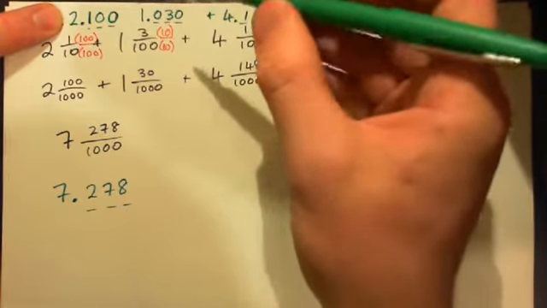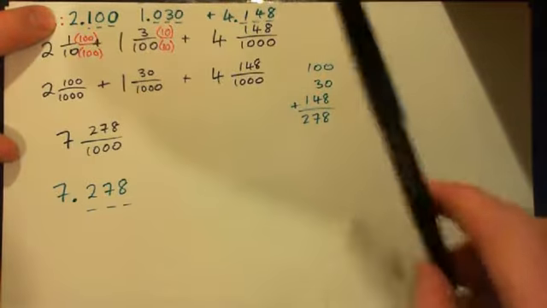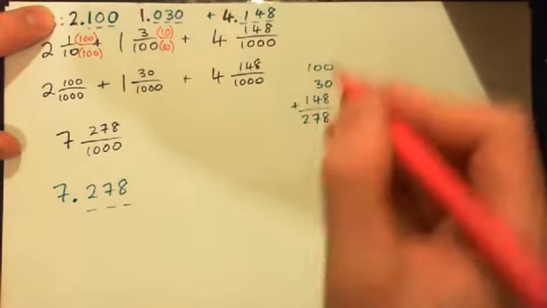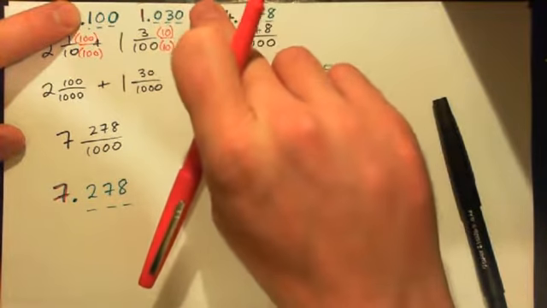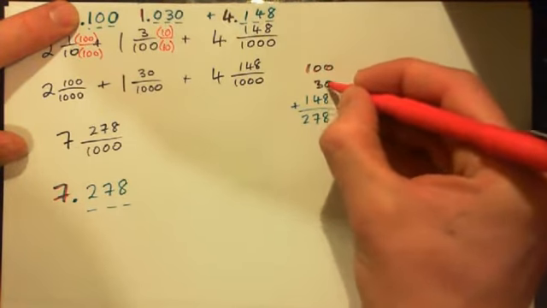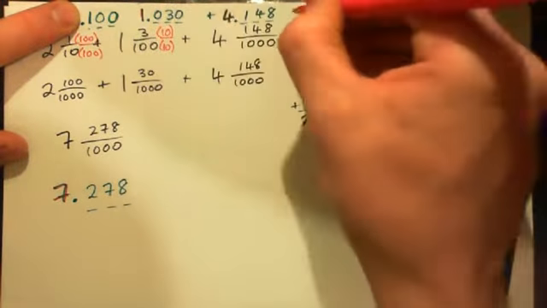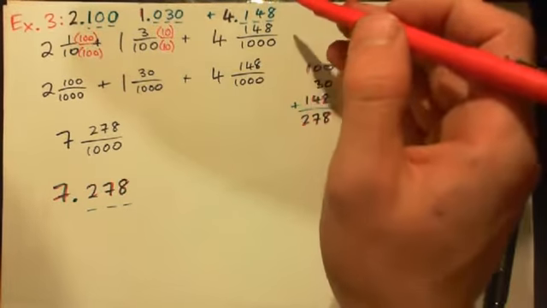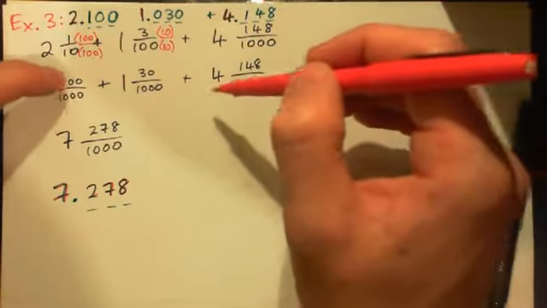So basically, what I have is 100 thousandths. First of all, I hope you can see that you have 2, 1, and 4. 2, 1, and 4, they add to give the 7, okay? And then you have 100 thousandths and 30 thousandths, and 148 thousandths, and they add to give 278 thousandths, don't they? And that is where the 278 comes from. I think it's really good to see the connection between the decimals and the fractions that they represent, right?